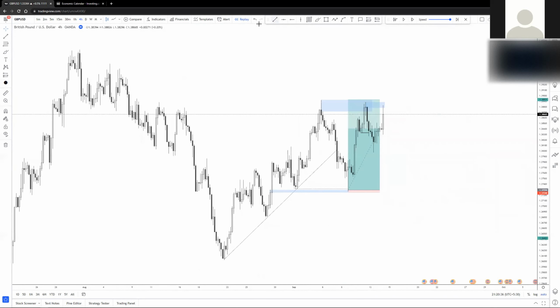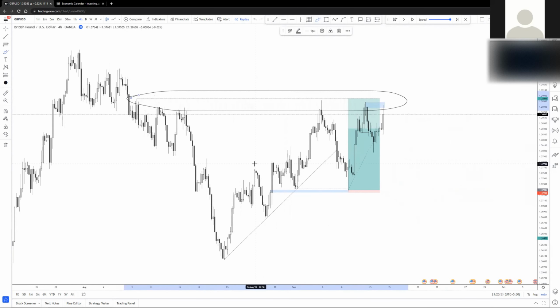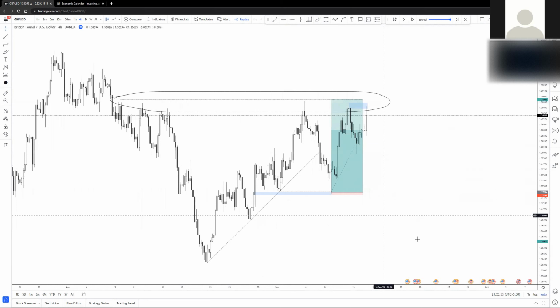But we know that this right here is a pool of liquidity. See that? That's a pool of liquidity. We're targeting that now. If they really want to do a reversal, why would they leave this liquidity unswept? Doesn't make sense for them to do that, right?